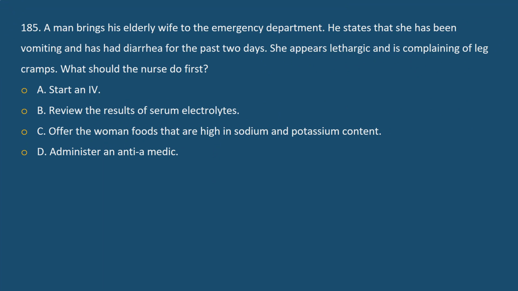Question 185. A man brings his elderly wife to the emergency department. He states that she has been vomiting and has had diarrhea for the past 2 days. She appears lethargic and is complaining of leg cramps. What should the nurse do first? A. Start an IV. B. Review the results of serum electrolytes. C. Offer the woman foods that are high in sodium and potassium content. D. Administer an anti-emetic.